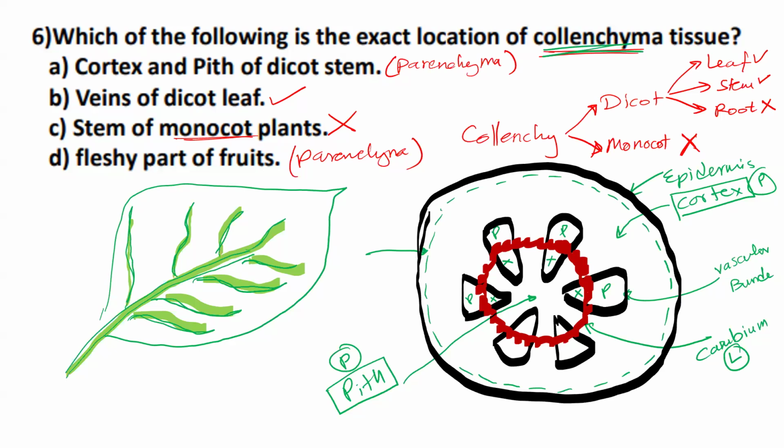Because normally we just study stem of dicot, leaf of dicot. Which part of the stem? Because the stem has epidermis as a part, cortex is a part, vascular bundle is a part, pith is a part, cambium is a part. Which part is the collenchyma? Inner to the epidermis there is a thin ring that gives flexibility and a little bit of strength, the elastic nature to young stems.